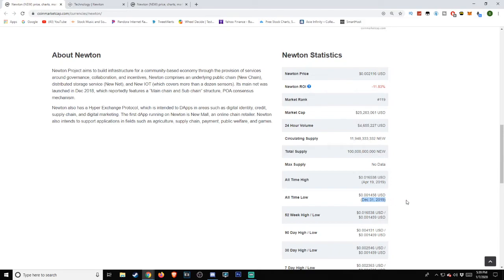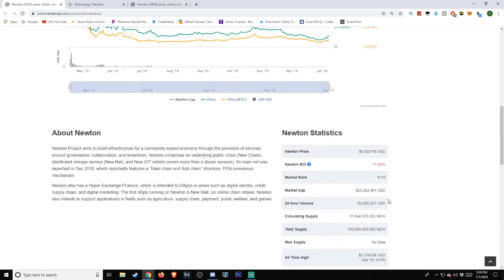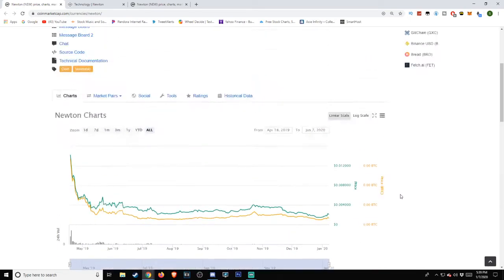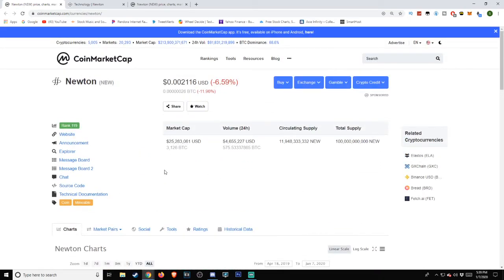All-time low was December 31st, 2019 at 0.00158 United States dollars, not even quite one penny. All-time high was earlier the same year, April 19th, 2019, at approximately 1 cent, 0.016538 United States dollars. Market rank as of the time of this video is number 119 on the list, with Newton's return on investment at negative 11.83%. Market capitalization, over $25 million. Volume in the last 24 hours, over $4 million. Circulating supply, 11,948,333,332 NEW, and a total supply of 100 billion NEW.